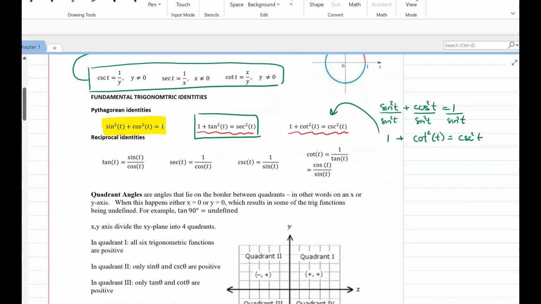We also have the reciprocal identities. Tangent of t equals sine of t divided by cosine of t. Secant of t equals 1 divided by cosine of t. Cosecant of t equals 1 divided by sine of t. Cotangent of t equals 1 divided by tangent of t, and that is the same as cosine of t divided by sine of t.